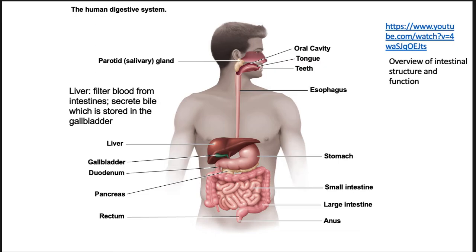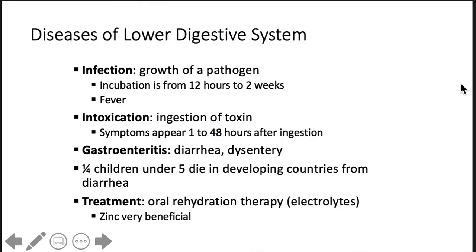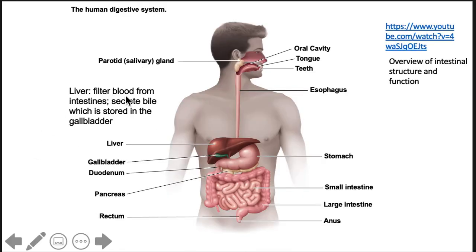Brief overview of the intestinal structure and function, link is provided for you. And what did I put here? Right, the liver filters blood from the intestines. It also secretes bile, which is stored in the gallbladder. Yeah, I already said all of that.